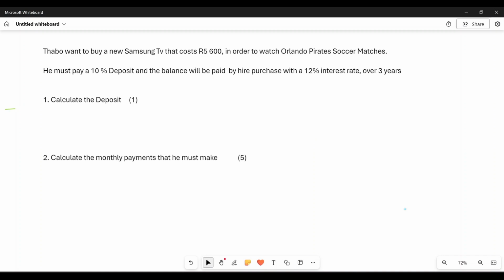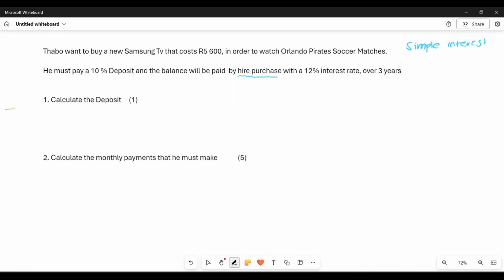For the last section, we're going to be looking into a finance exam question. They say Tabo wants to buy a new Samsung TV that costs R5,600 in order to watch Orlando Pirates soccer matches. He needs to pay a 10% deposit, and the balance would be paid by a hire purchase. This is important: when something is paid by a hire purchase, this simply means you're going to make use of your simple interest formula.